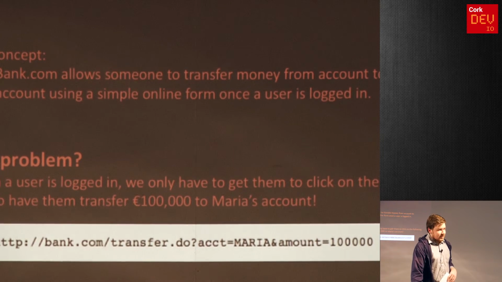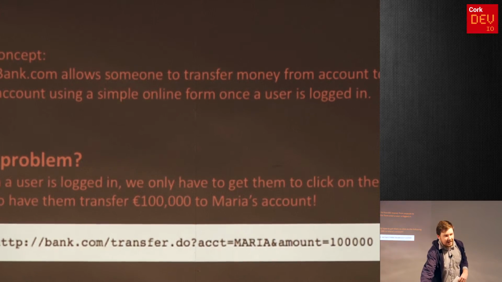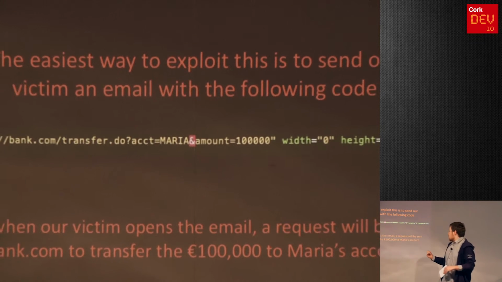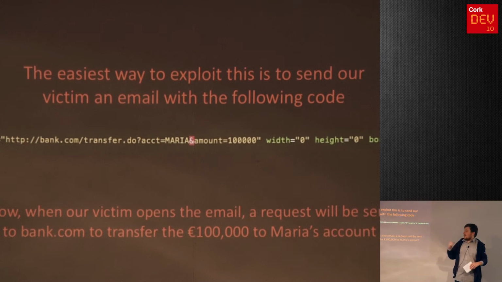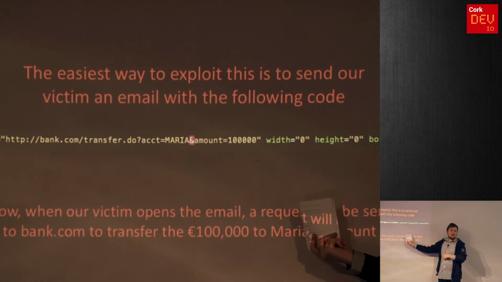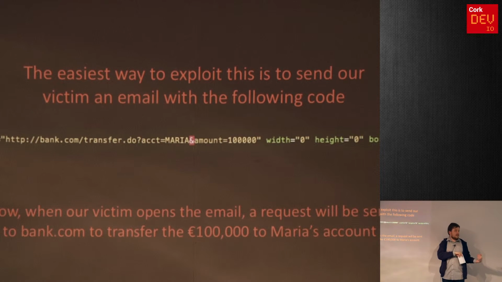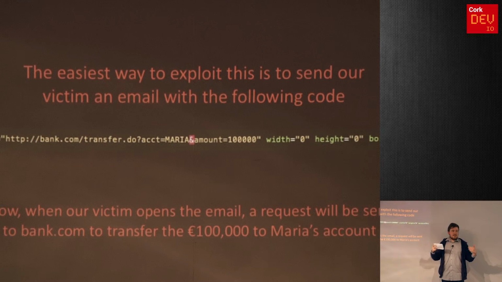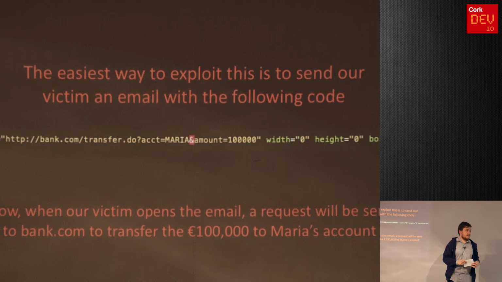So what you can do is send them an email with, again, a malformed image, or not malformed in this case, but again with an image tag. And you can put the source as the URL we saw before. So now it makes a request to that URL with all of the information that's in Billy's browser, including his cookies, including his sessions, and it executes the query straight off. It transfers €100,000 into Maria's account, and Billy's none the wiser.